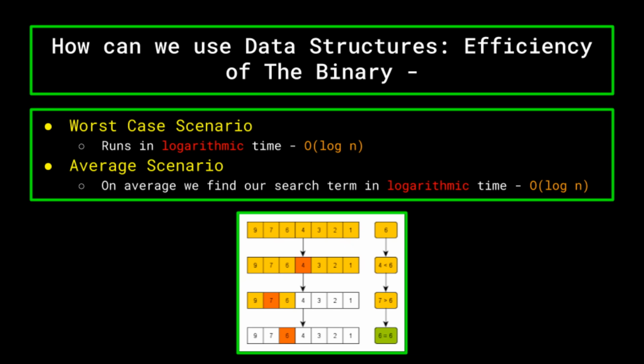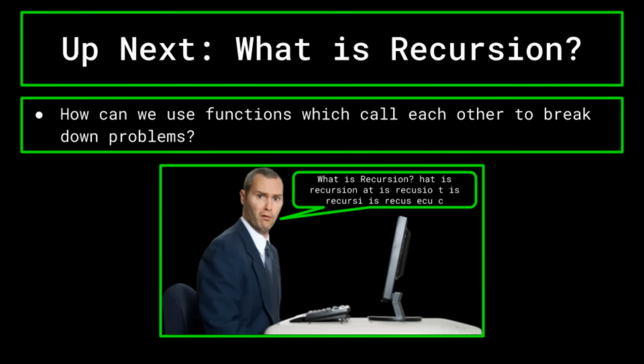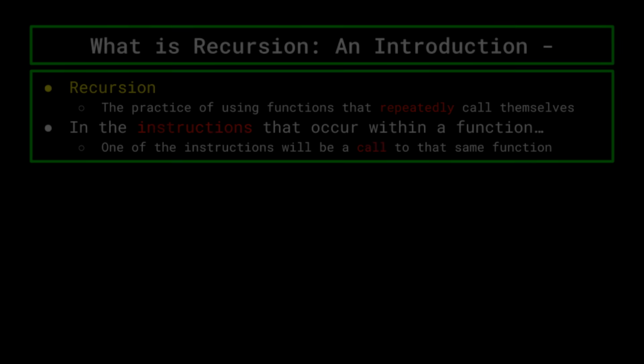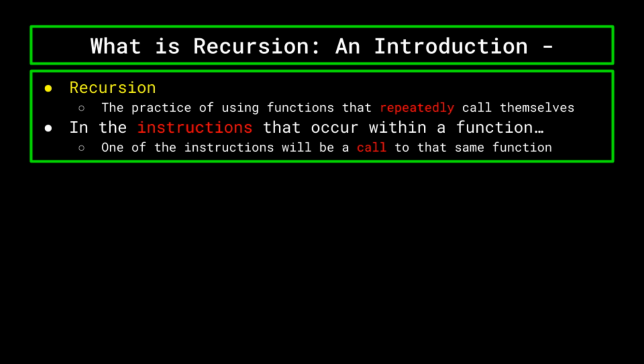Up next, we're going to be covering one of the most confusing and important topics in computer science, recursion. Let's start with the most important question. What exactly does recursion mean? In programming, recursion refers to functions that repeatedly call themselves, meaning that in the instructions that occur within a function, one of the instructions will be a call to that same function you're already in.